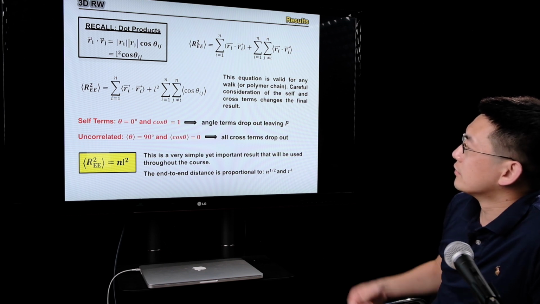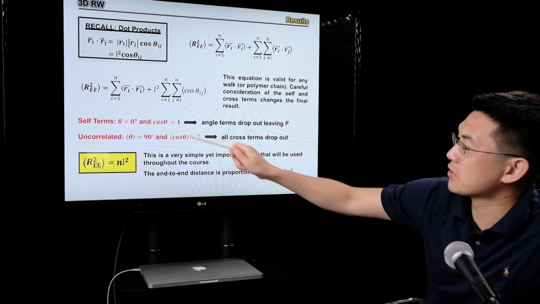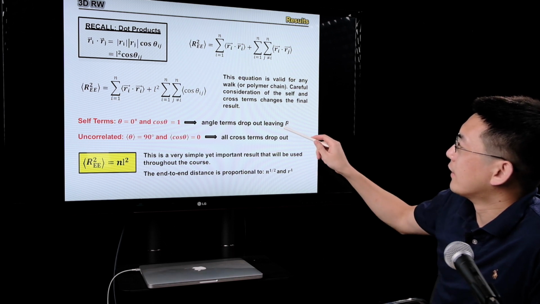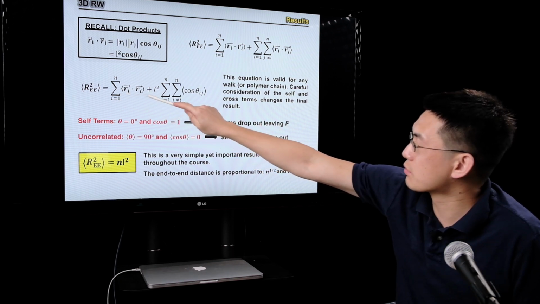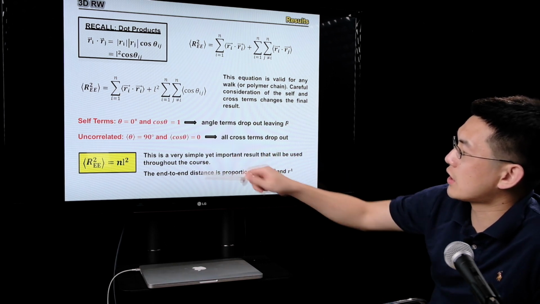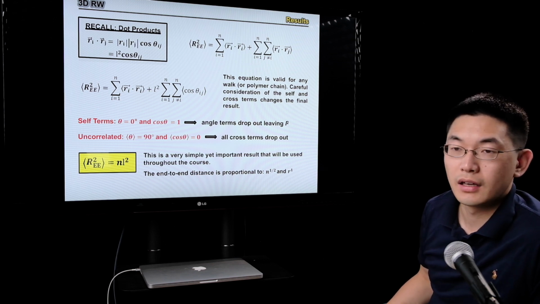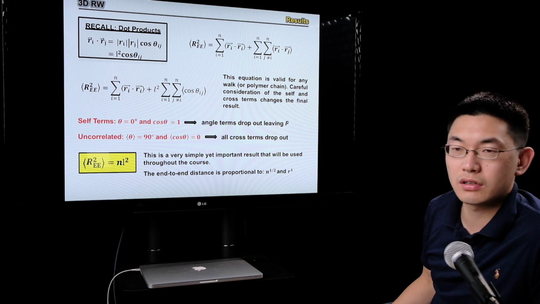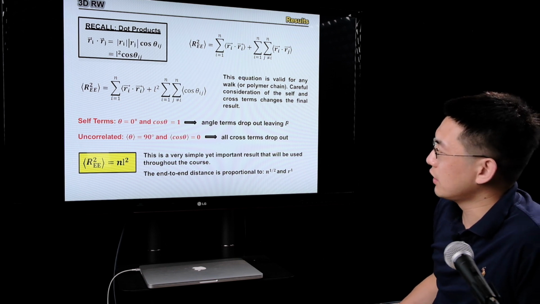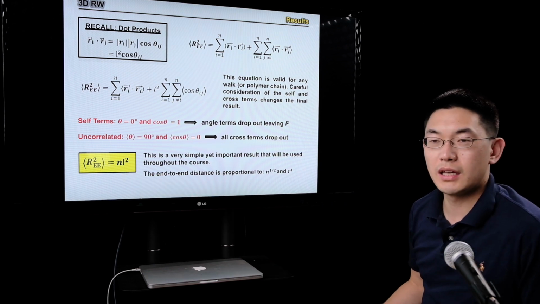So we already mentioned the self term: theta equals 0, so cosine theta is equal to 1, so the angle term goes away and this will be L squared. The cross term will drop out because the average of cosine theta is equal to 0 for a free joint chain. So this leaves you a very simple end result: the mean square end-to-end distance will be NL squared.